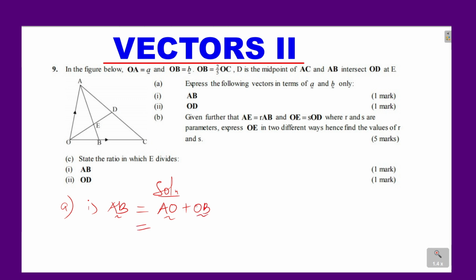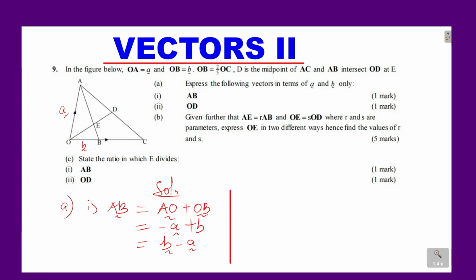So AO, look at the direction, you're moving in the opposite direction of the arrow, and you have been given that OA is A. Because you're moving in the opposite direction, that will be negative A, then plus B, because OB, you're moving in the same direction, is given as B. Or you can write this simply as B minus A. So that is the first part.